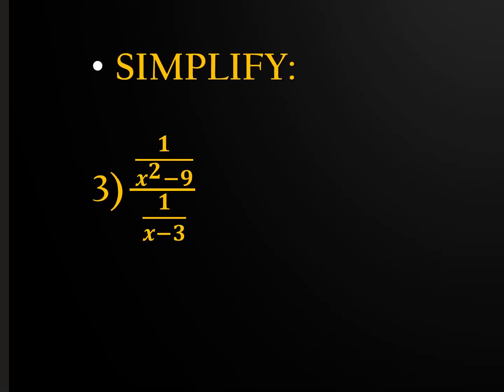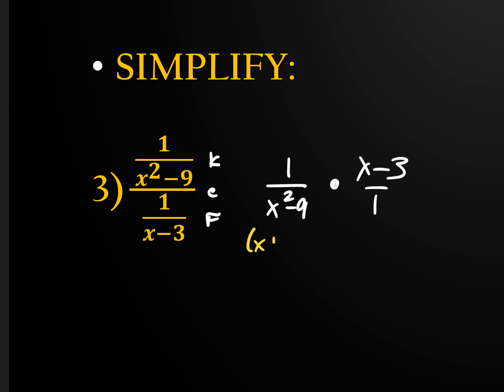Same thing, in my top fraction, I'm not adding, unlike denominators or anything like that. So again, we can just keep, change, flip. I have 1 over x squared minus 9 times what? What am I multiplying by? Okay, x minus 3 over 1. Do you guys see anything that we can factor? Difference of squares, okay, so x plus 3, x minus 3.